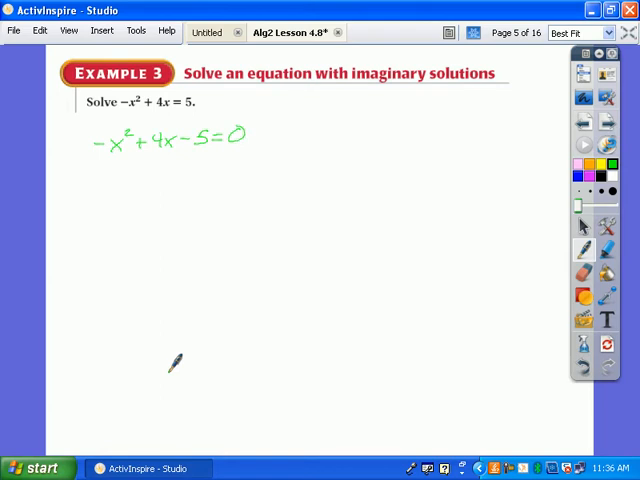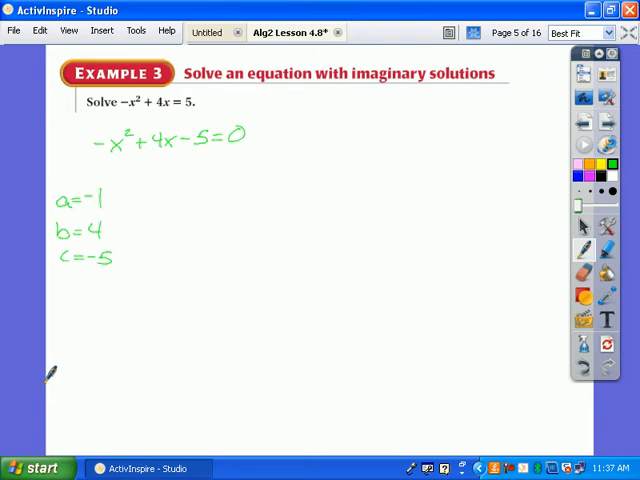Up until this point, we've always tried to get rid of that negative first term, the negative first coefficient, the negative 1 in front of the x squared. We've almost always tried to get rid of that for all of the other methods, but we don't have to do that for the quadratic formula. The quadratic formula will take that into account as long as when I define a, I say a is -1. So a is -1, b is 4, c is -5.